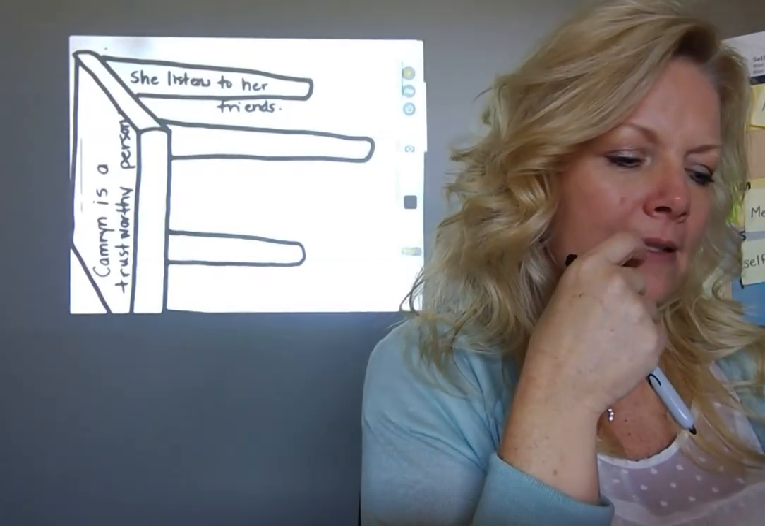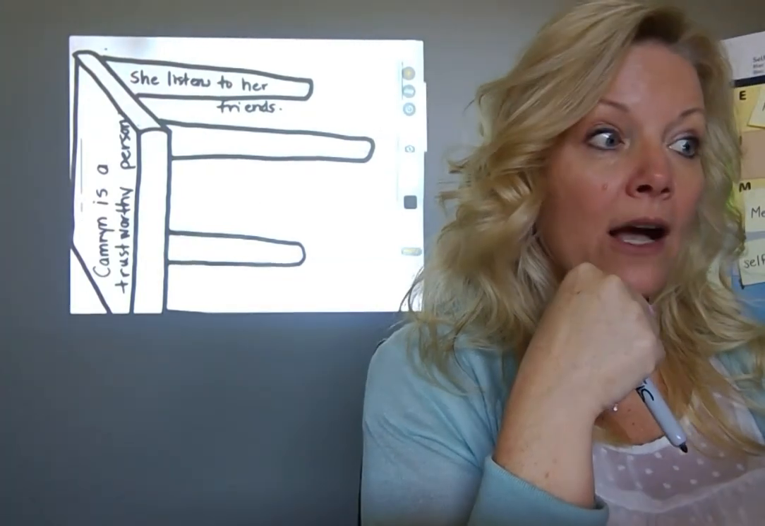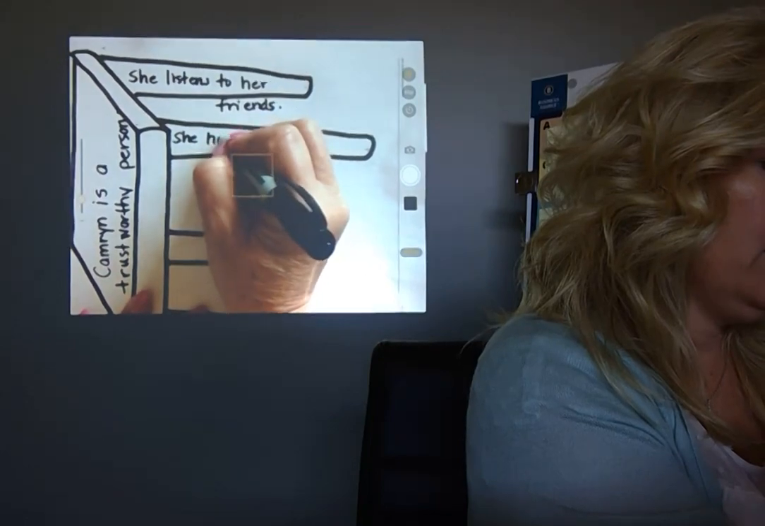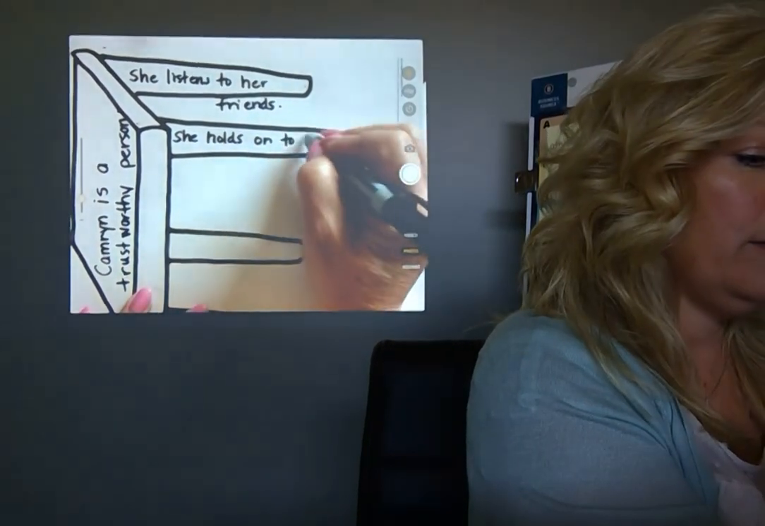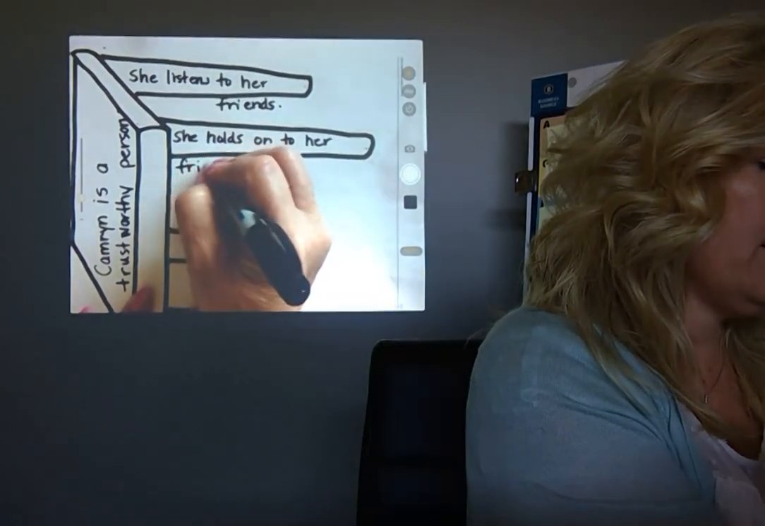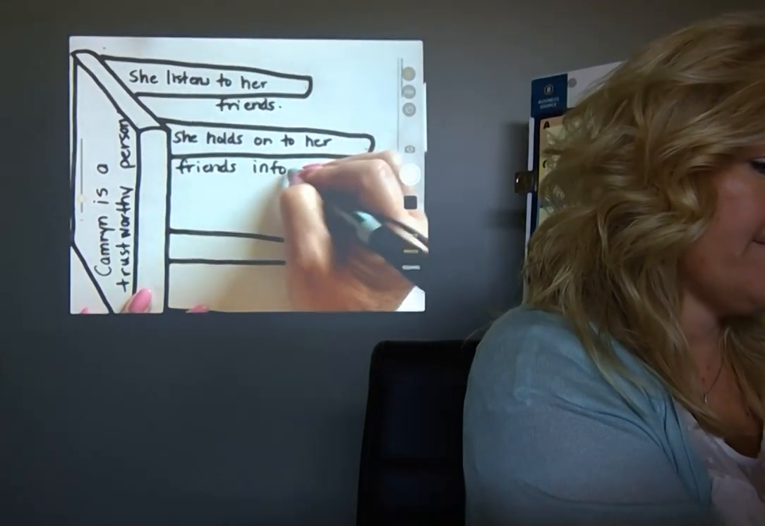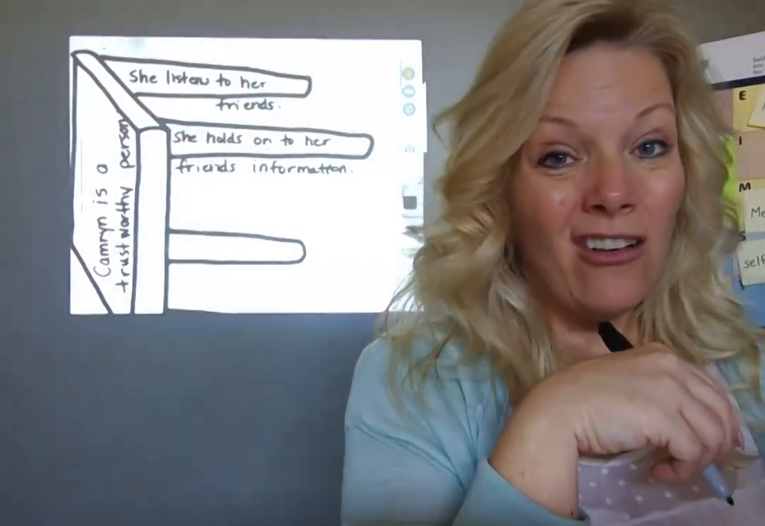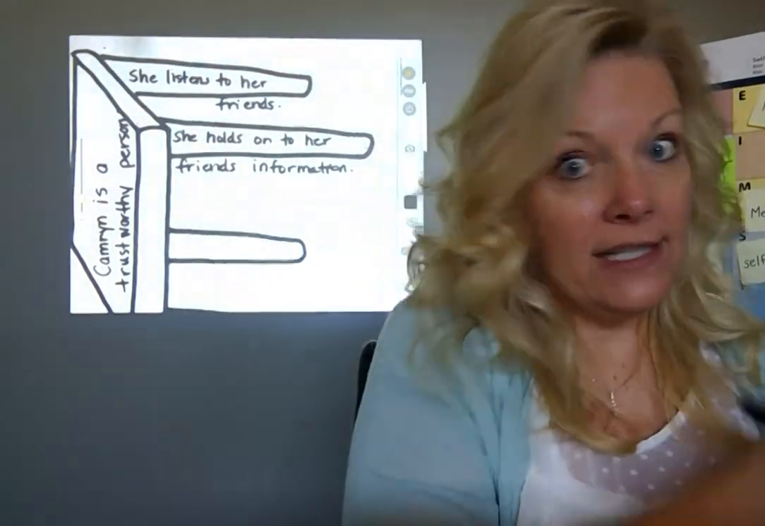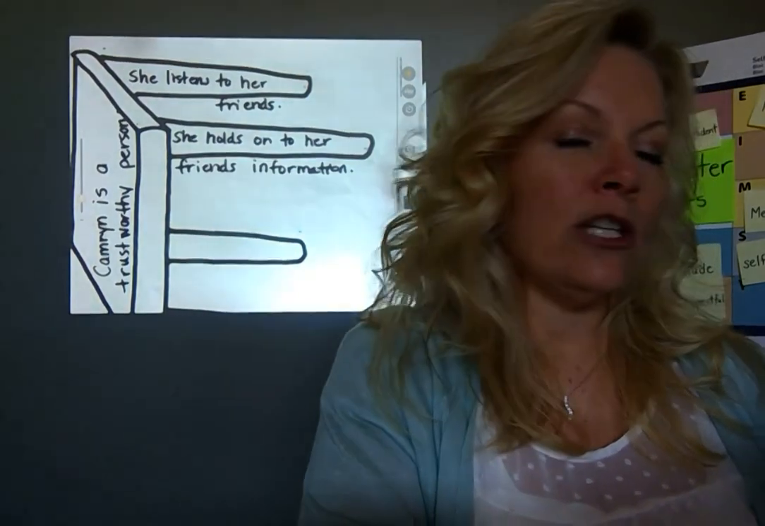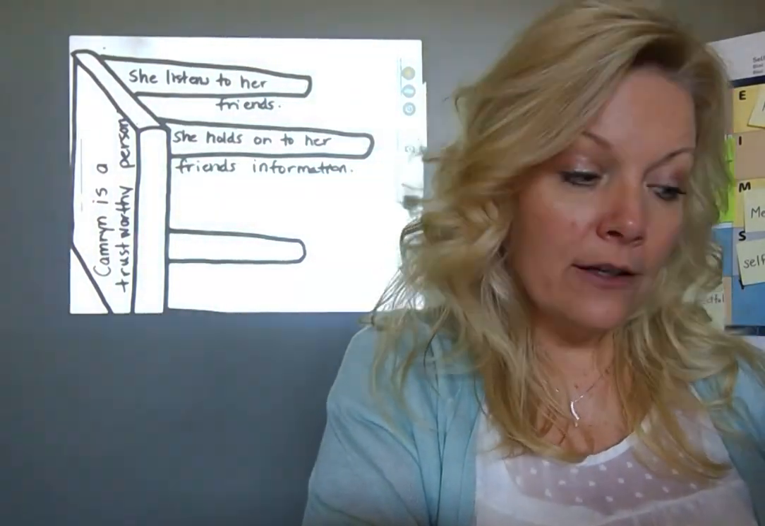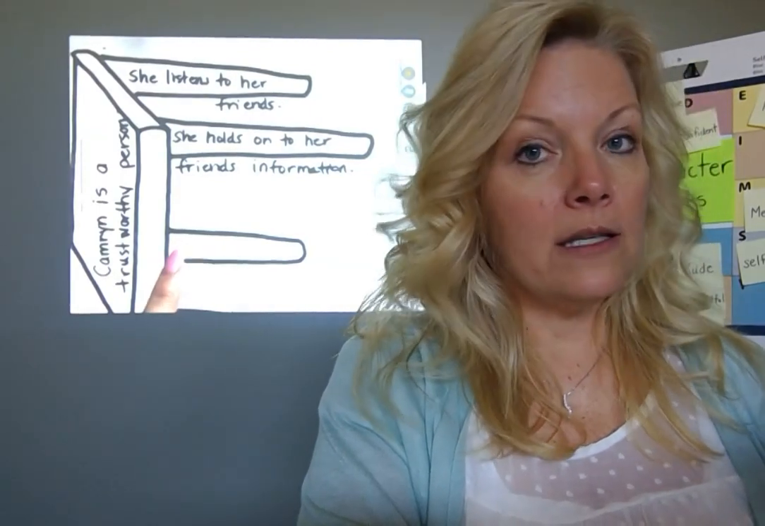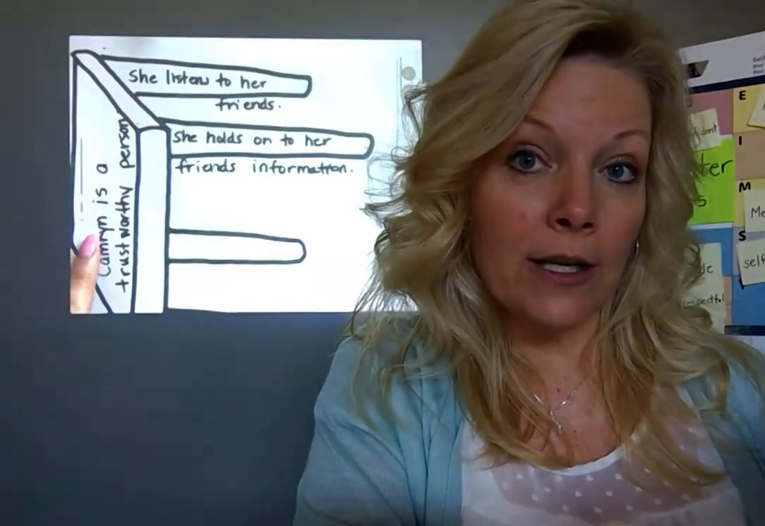So let's see, how would I write that? She holds on to her friends' information, maybe? Okay. So she holds on to her friends' information. Period. She doesn't tell others. Okay, that's how rumors get spread. She doesn't do that. What else does she do? So she listens to her friends. She holds on to their information. Let's see. She doesn't want to break their trust. That's what makes her trustworthy.